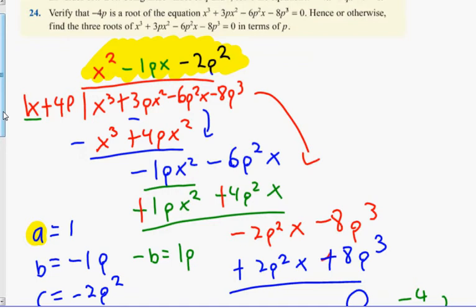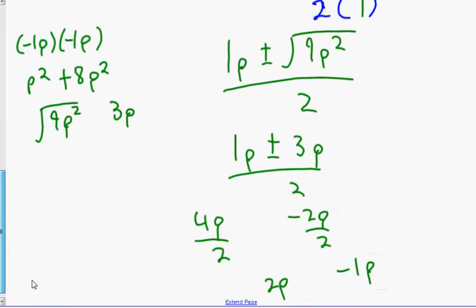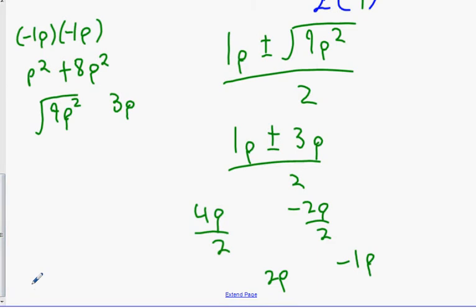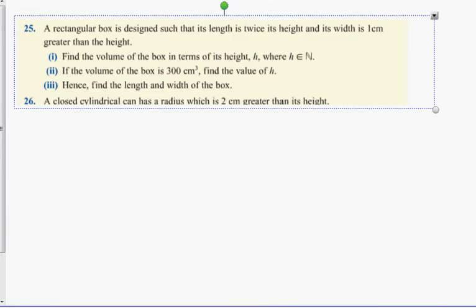That was a long question. Yeah, I know, I did it. You're still bored. Now, what? Yeah. I found the other 3 roots in terms of p. The first root is x equals minus 4p. The second 2 roots are 2p and minus 1p and 4p.